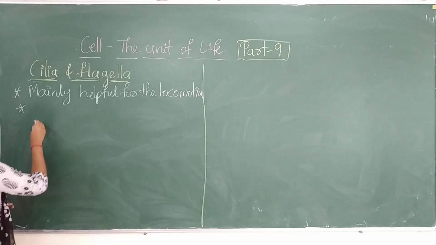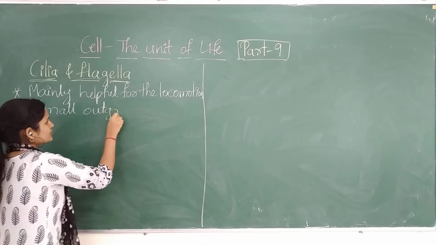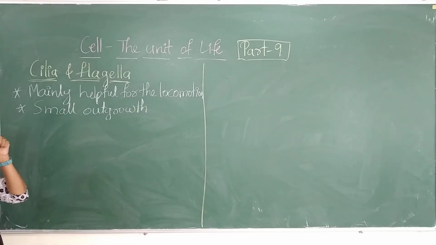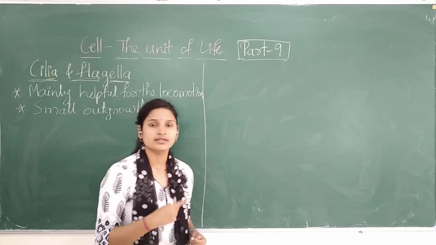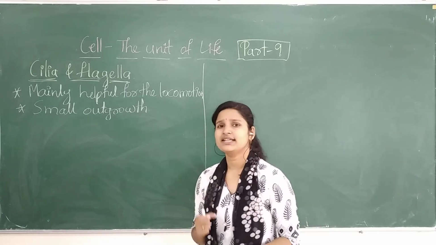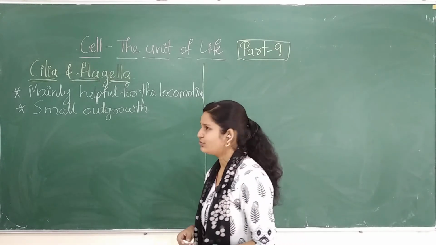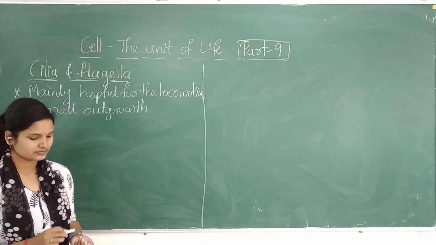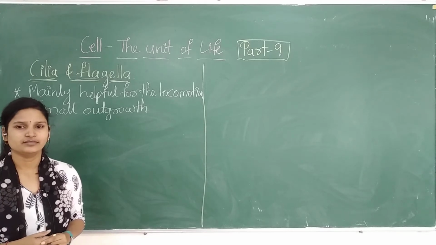These are nothing but small outgrowths from the surface of the cell, that is from the surface of the plasma membrane. They are having small outgrowths that we call cilia and flagella. So can you tell me a basic difference between cilia and flagella? You have said that both are not same, then what is the difference?